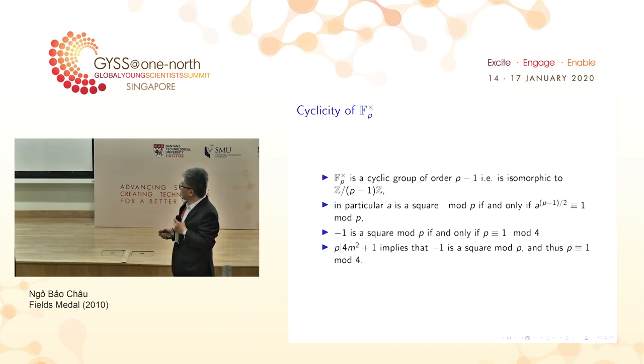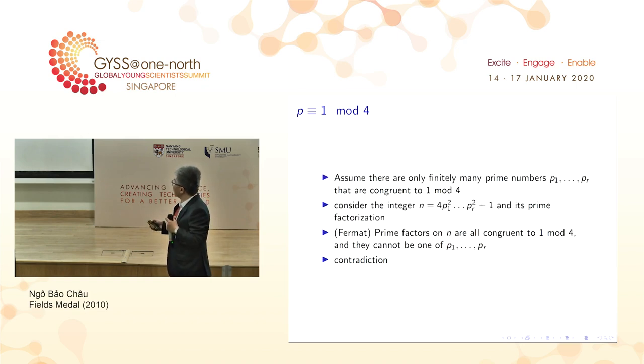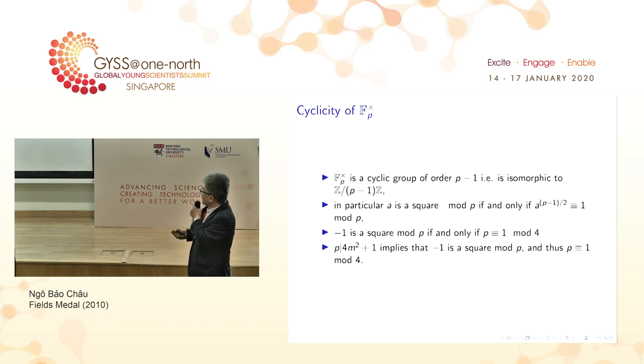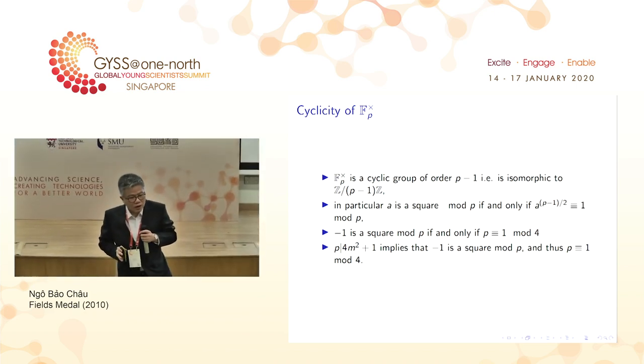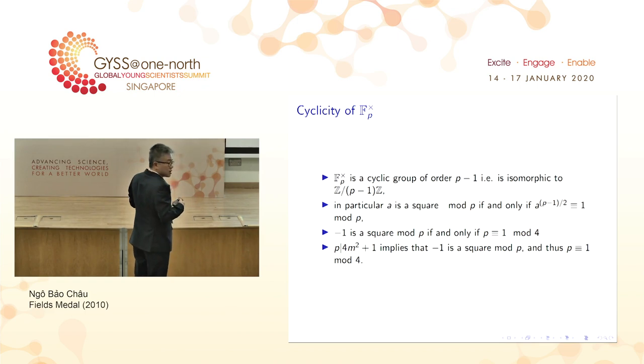So I claim that if P is a divisor of this number, 4m squared plus 1, the number that we form here, then P has to be congruent to 1 mod 4. If P divides this, that means negative 1 is a square. And if it is a square, by this proof, we know that P has to be congruent to 1 mod 4. So right now it has already become pretty elaborate mathematics, although it can be explained in an elementary way. I think it is quite deep mathematics, called the reciprocity law.